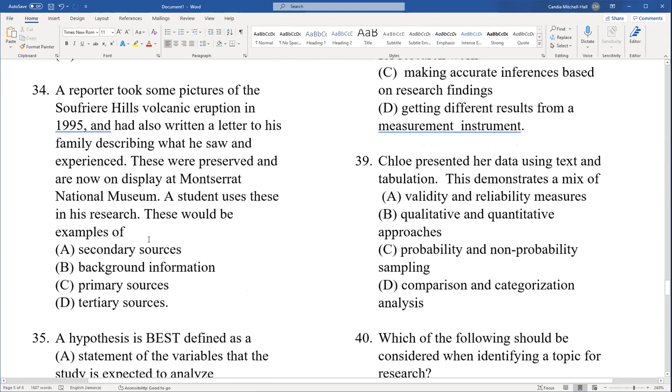A reporter took some pictures of the Soufrière Hills volcanic eruption in 1995, and had also written a letter to his family describing what he saw and experienced. These were preserved and are now on display at the Montserrat National Museum. A student uses these in his research. These would be examples of C, primary research sources, correct?